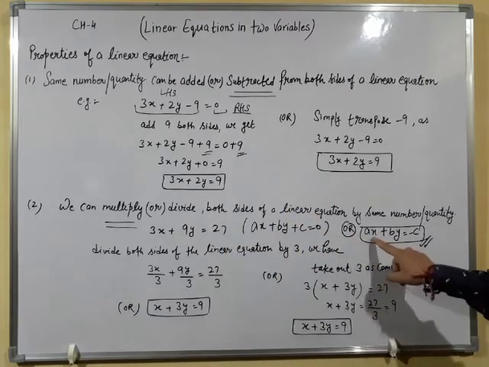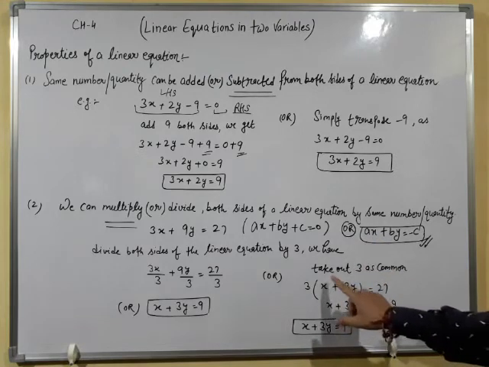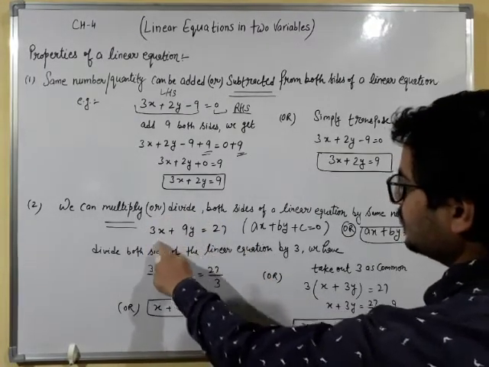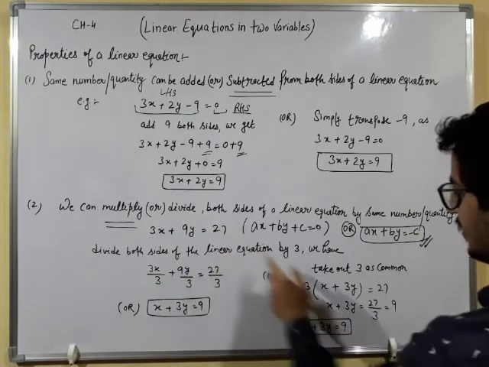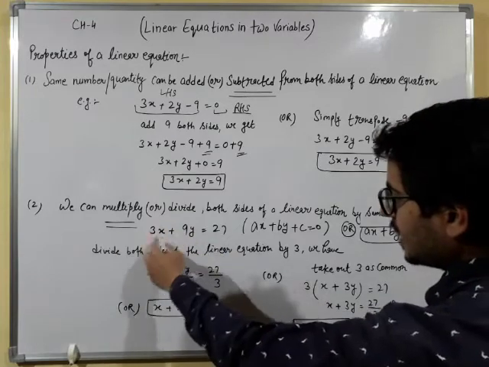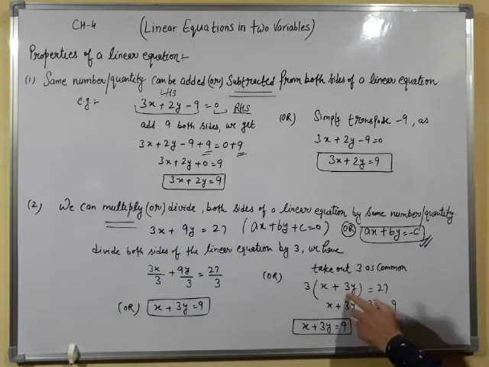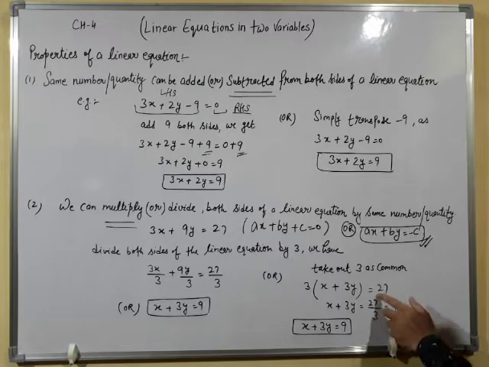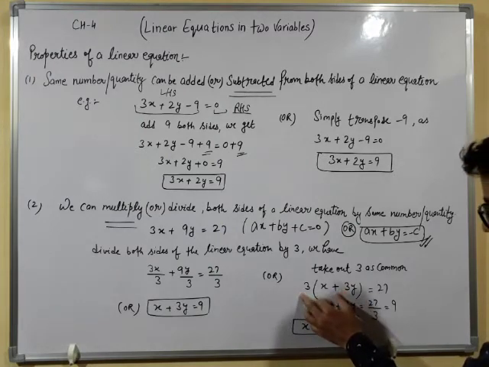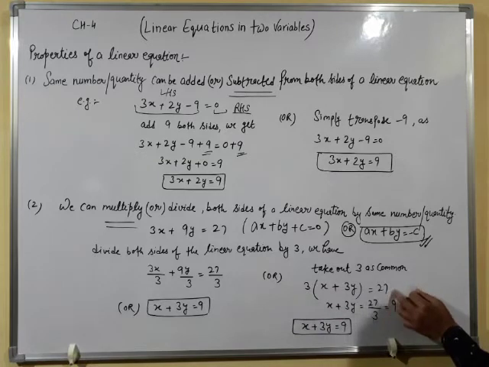Here we can also take 3 common throughout the equation. Yes, we can take 3 common from this whole equation. We can take out 3 as common. When we have taken 3 common from here, it will become x plus 3y, and equals to 27 will remain 27. We will take 3 common from the left hand side of the equation and we will not change the right hand side of the equation.